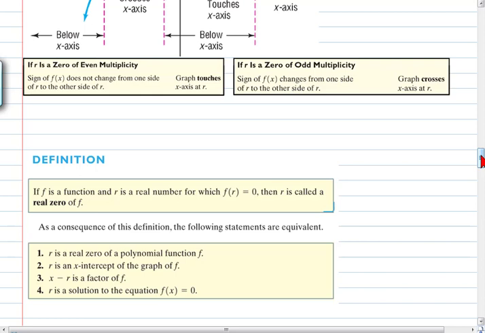Definition: if f is a function and r is a real number for which f of r is equal to 0, then r is called a real zero of f. As a consequence, the following statements are all equivalent. r is a real zero, it's an x-intercept, it's a factor, it's a solution of the equation. All of these things are synonymous, and you will hear, depending on the instructor and the course and the author of the book that you're using, you will hear them called all of these things at different times. A large part of learning mathematics, I think, is learning our terminology, our jargon that we use, and this is part of it. Factors, zeros, x-intercepts, they all mean the same.